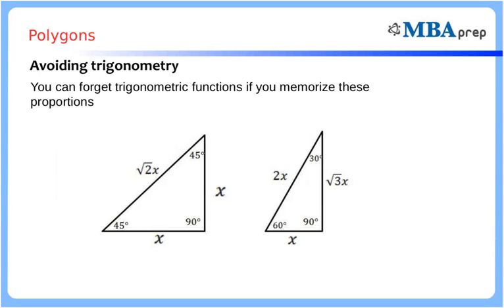To avoid trigonometry, we can memorize these proportions. If you see a triangle where two sides have the same length and another side is just that length multiplied by the square root of 2, we can infer that the smaller angles are 45, it's isosceles. So this is the isosceles right triangle.